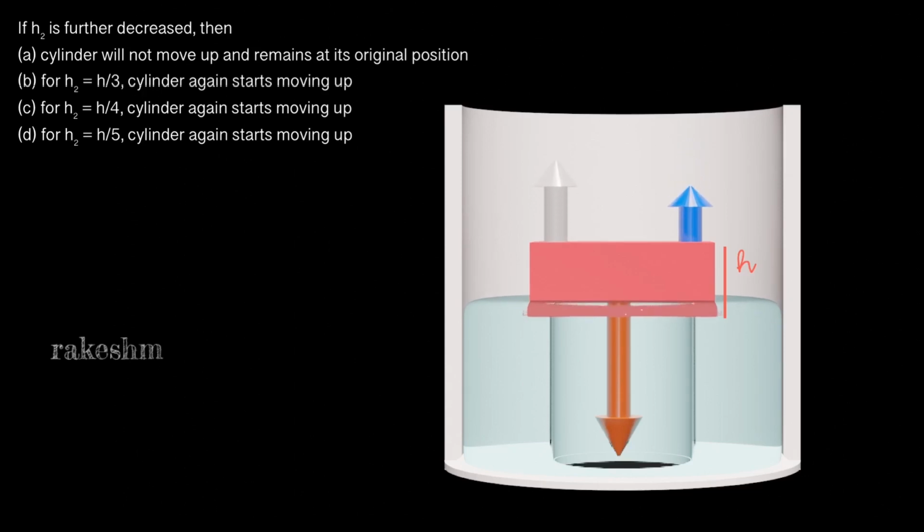See, as the level of water is further decreased, the force due to the liquid on the block decreases, and the block comes in contact with the cylinder, and again the normal reaction acts on the block. So what we can say is that the cylinder will not move up again, and the gravitational force will be balanced by the normal reaction force. So we can say that option A, the cylinder will not move up and remain in its original position, is the correct option.